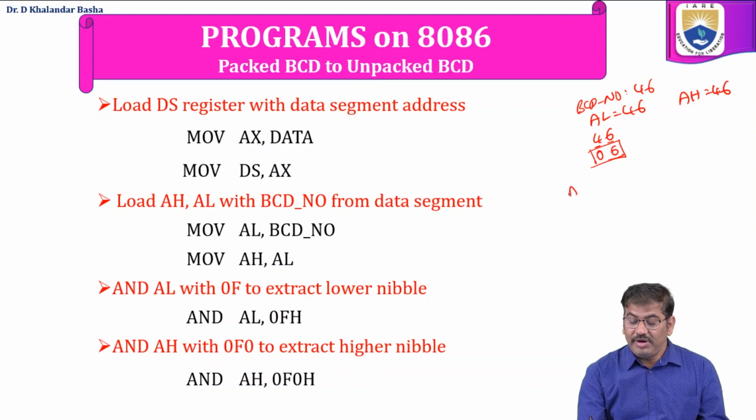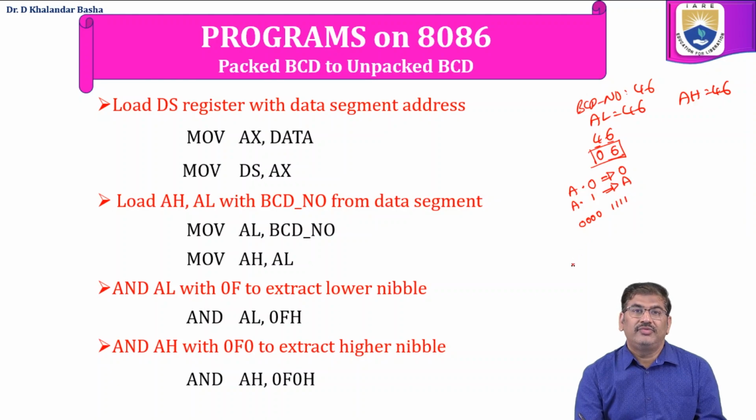Whenever any bit is ANDed with 0, we get the output as 0. Any bit ANDed with 1 gives the result as the same bit. Now in our case, we have to clear the upper 4 bits and retain the lower 4 bits, so the upper 4 bits are ANDed with zeros, whereas the lower 4 bits are ANDed with ones.